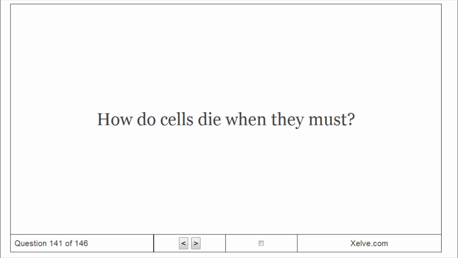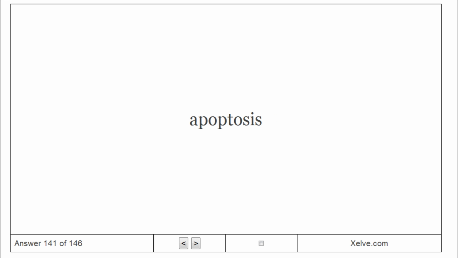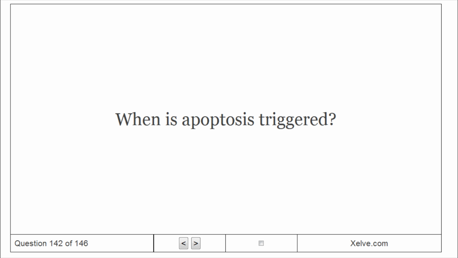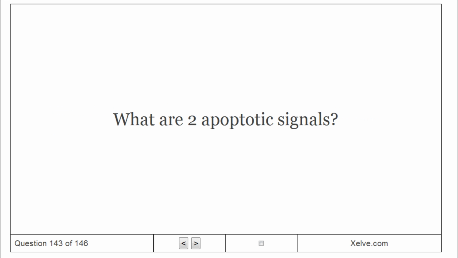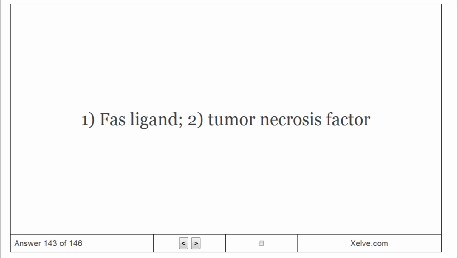How do cells die when they must? Apoptosis. When is apoptosis triggered? When cells are damaged, infected by viruses, or as part of embryonic development. What are two apoptotic signals? 1. Fas ligand. 2. Tumor necrosis factor.